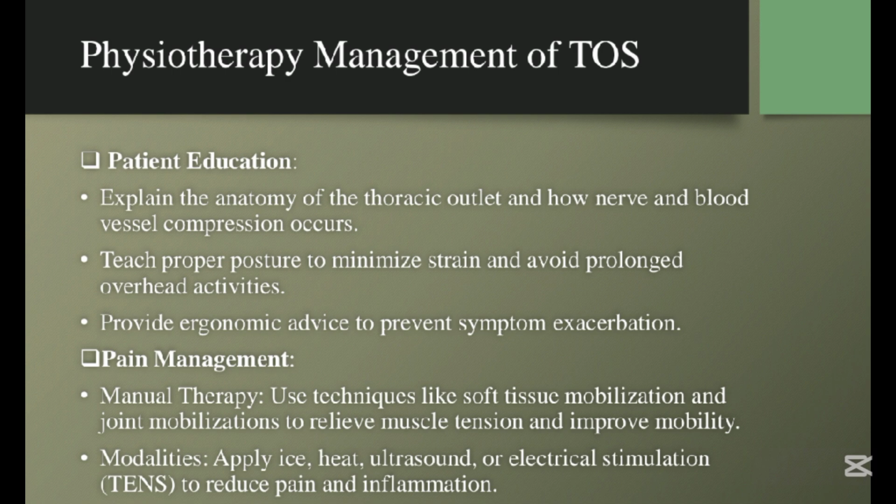Patient education is the most important: explain the anatomy of the thoracic outlet and how nerve and blood vessel compression occurs. Teach proper posture to minimize strain and avoid prolonged overhead activities. Provide ergonomic advice to prevent symptom exacerbation. Number two is pain management. Manual therapy uses techniques such as soft tissue release and joint mobilization to relieve muscle tension and improve mobility.